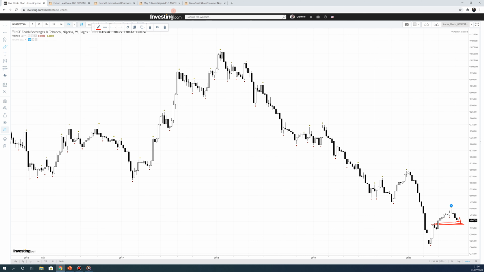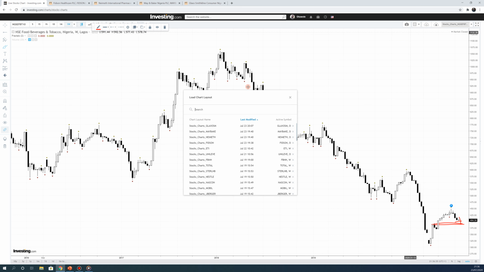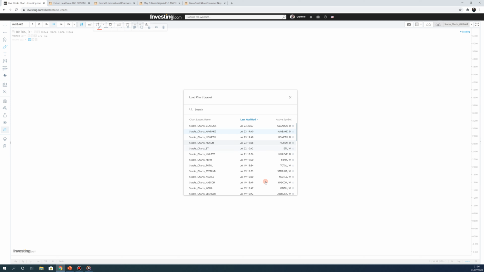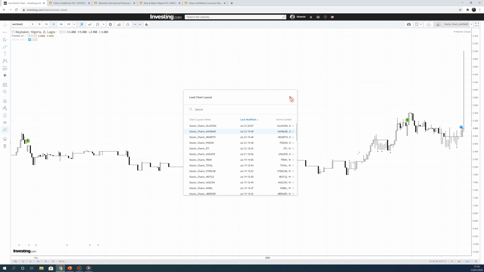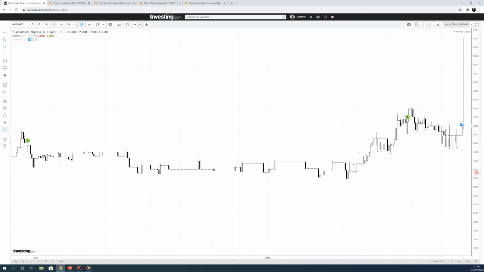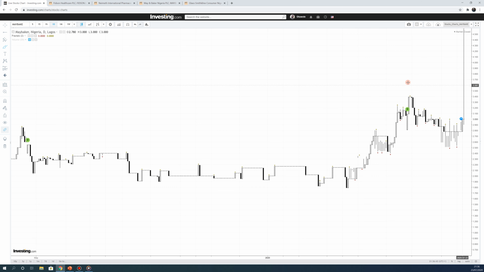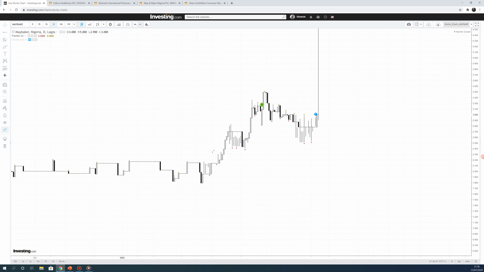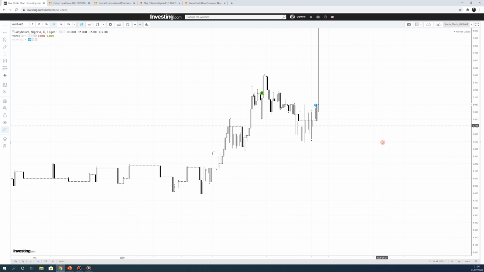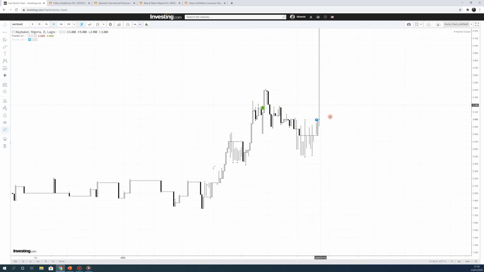Okay, now let's start with May and Baker. May and Baker stock. I don't know what happened. Is this real data or is it just spurious data? Okay, this is May and Baker. The real data is right here, about 3 naira. The stock now is about 3 naira.